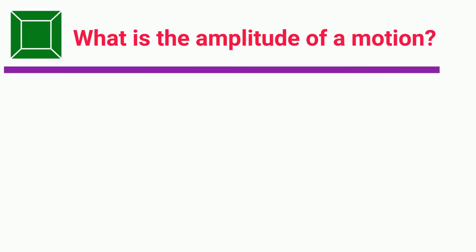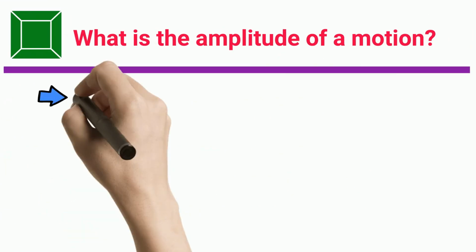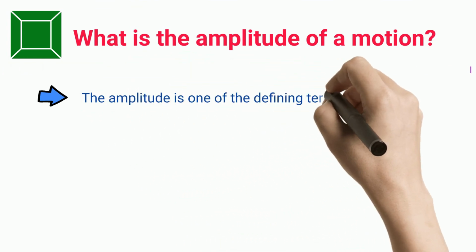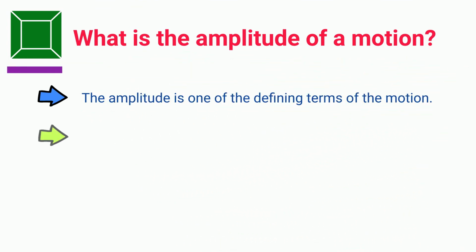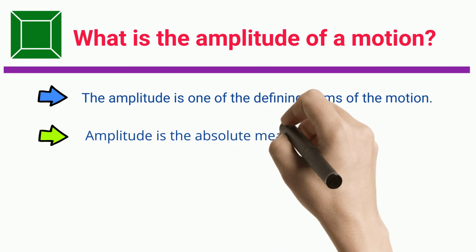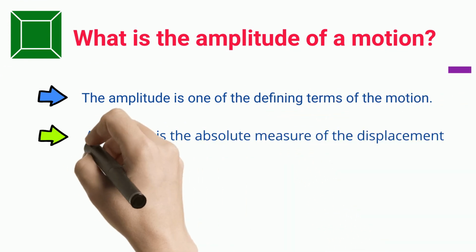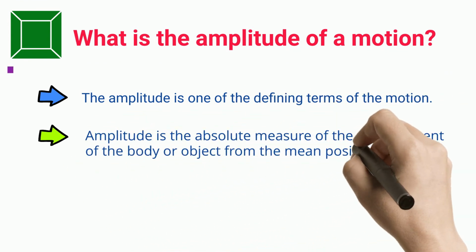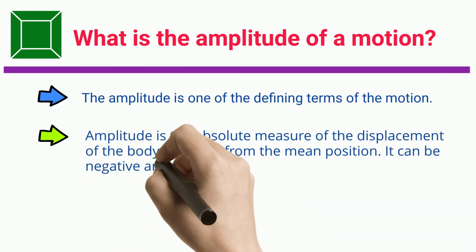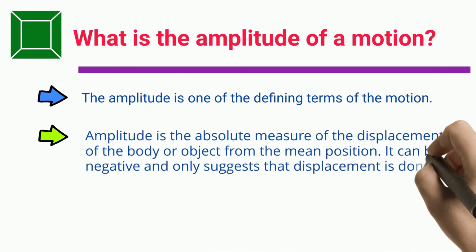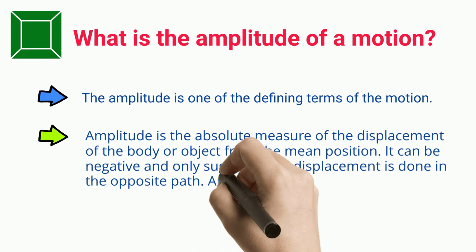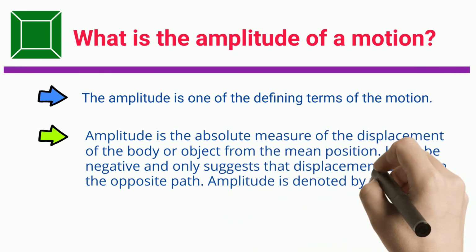What is the amplitude of a motion? The amplitude is one of the defining terms of the motion. Amplitude is the absolute measure of the displacement of the body or object from the mean position. It can be negative, which only suggests that displacement is done in the opposite path. Amplitude is denoted by the symbol A, and its unit is meters.